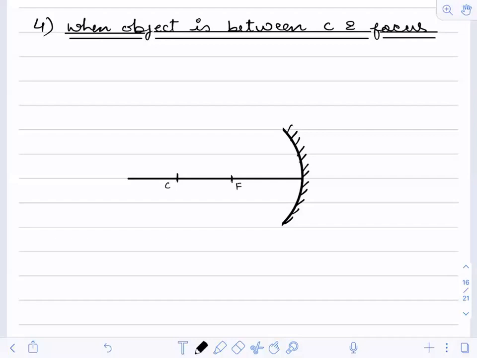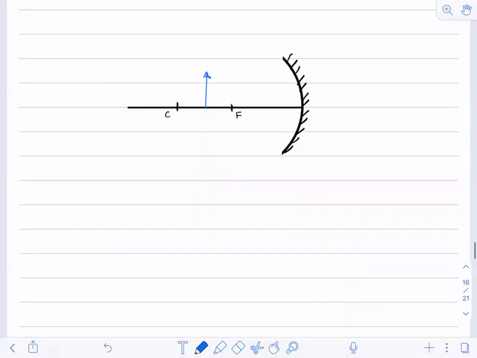Okay, so when the object is between C and focus, which is somewhere here like this. Now, in this case, we will form an image. So again, I'll take the same lines. One line will be parallel to the principal axis and one line will be directly incident on the pole. So one line which is parallel to the principal axis, like this, and it will pass through focus like this.